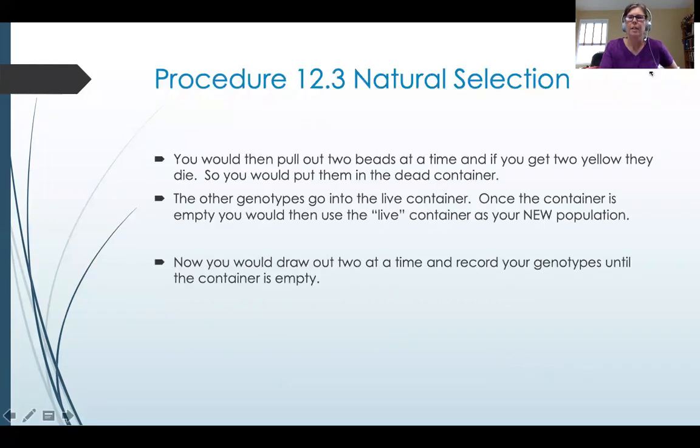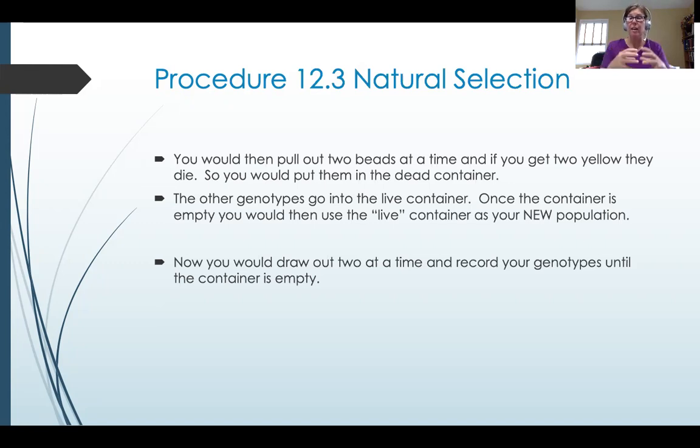So with natural selection, what we're going to do here is that you're going to pull 2 beads out at a time. And every time you pull out 2 yellow beads, the homozygous recessive, you're going to throw them in the die container. They're not good. They get picked off. Predators grab them. All right. So pick out your beads, throw them in there. The ones that are either red, red, or red, yellow, live. Yellow, yellow, dead. Red, red, live. Yellow, red, live. Yellow, yellow, dead.